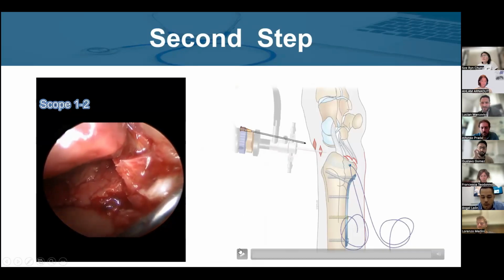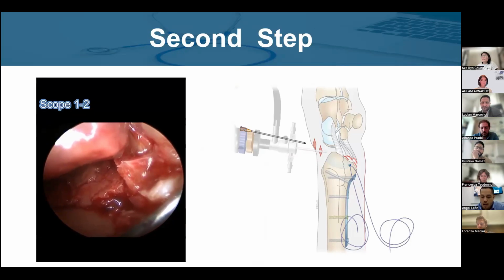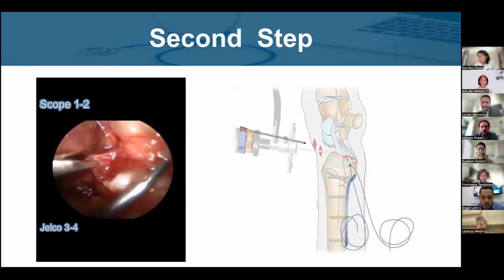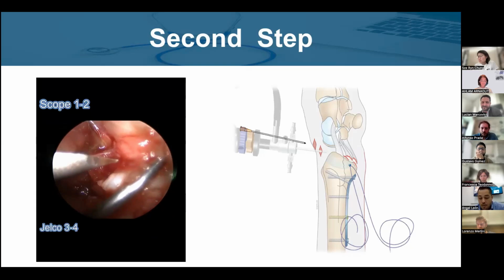The second step, we introduce the scope through the 1-2 portal, allowing visualization of the catheter passing through the short and long radiolunate ligament. We use the 14G catheter that passes through the 3-4 portal to assist the ligament repair.